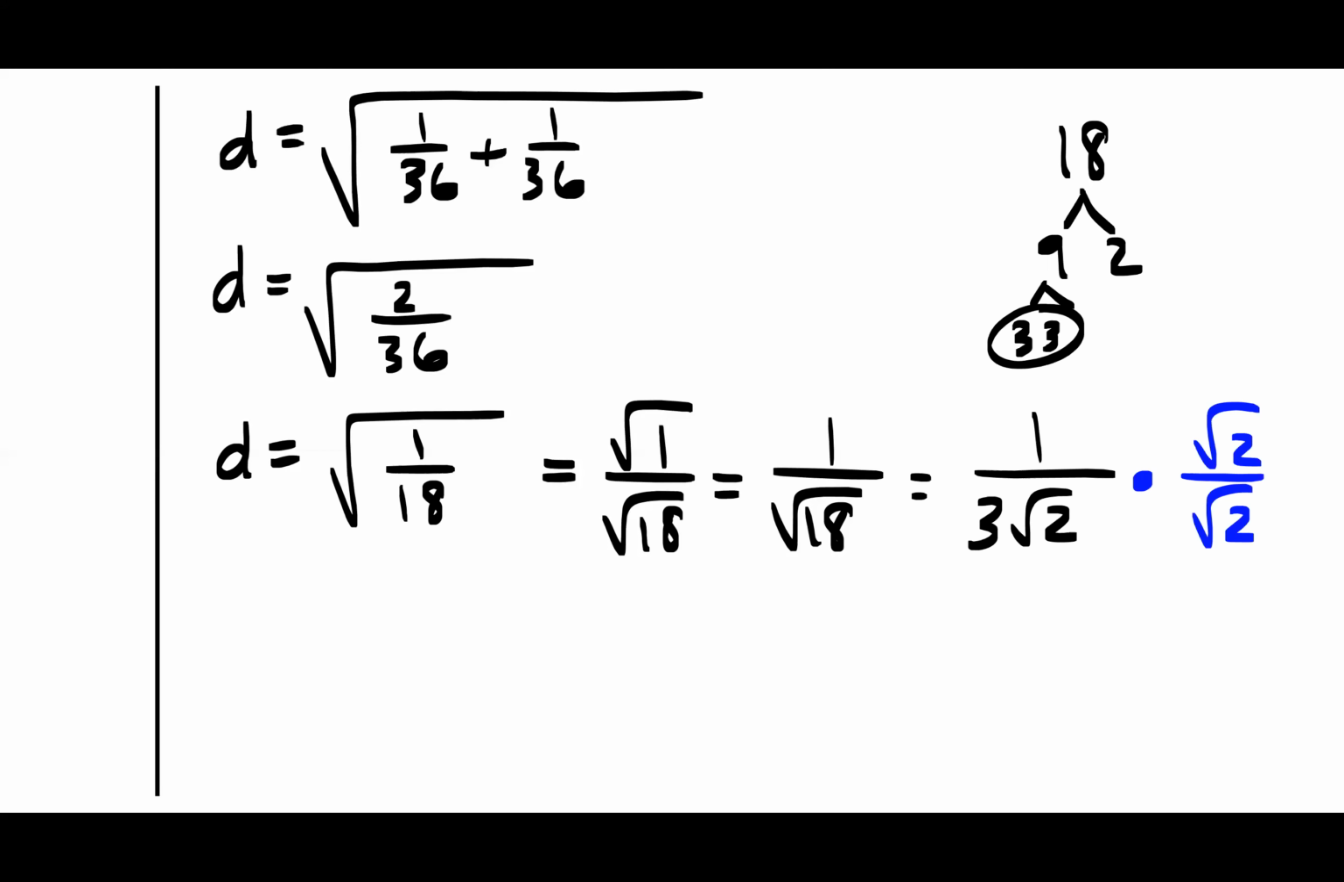How did we get 3 square root of 2? 18 makes 9 times 2, and 9 is a perfect square, square root of 3. So 3 gets to go on the outside.